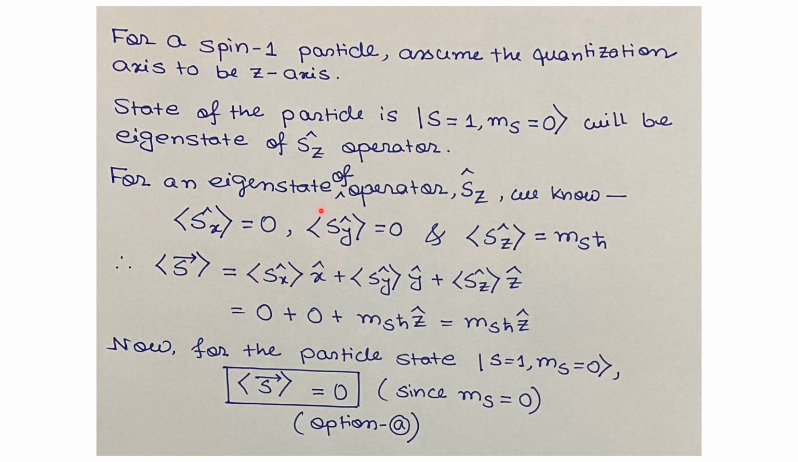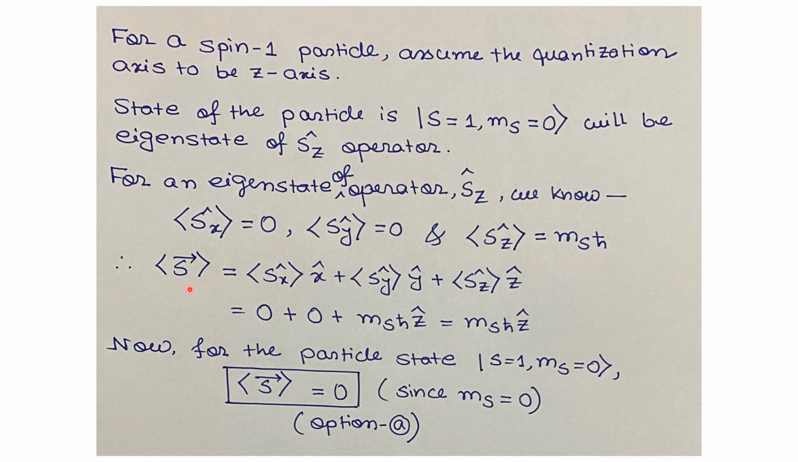For an eigenstate of the operator Sz, we know the expectation value of Sx and the expectation value of Sy will be 0. This can be easily proved by considering Sx in terms of the annihilation and creation operators, that is S plus and S minus operators. If we take the expectation value of S plus and S minus, then it will come to 0. Now the expectation value of the Sz operator is ms times h cut.